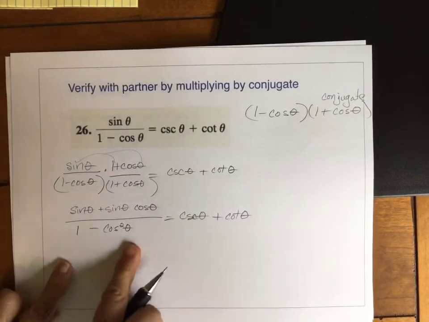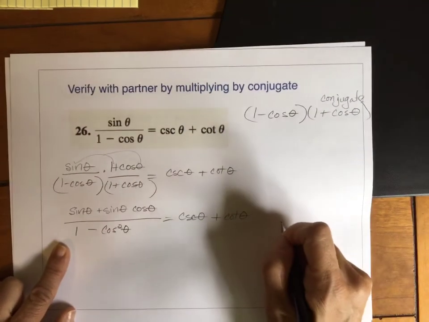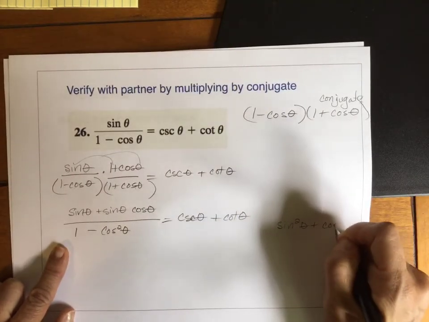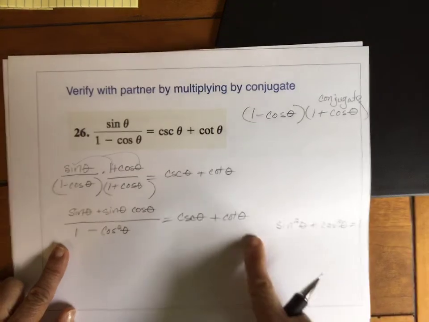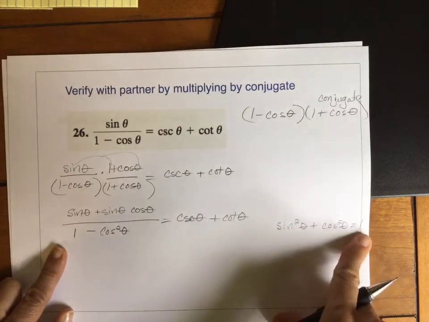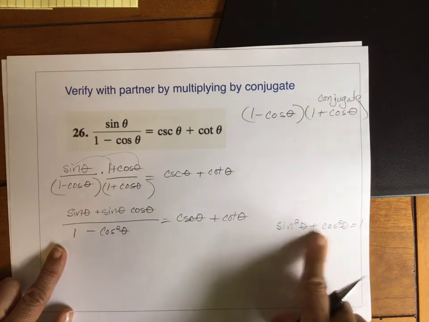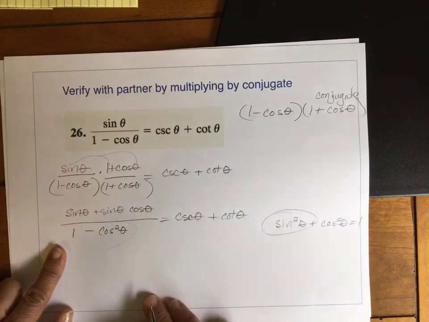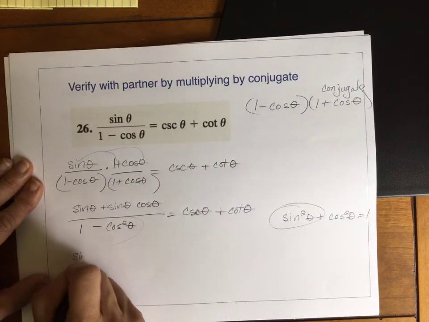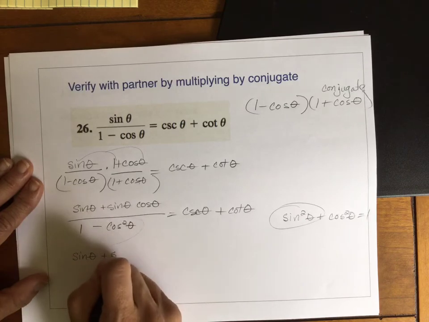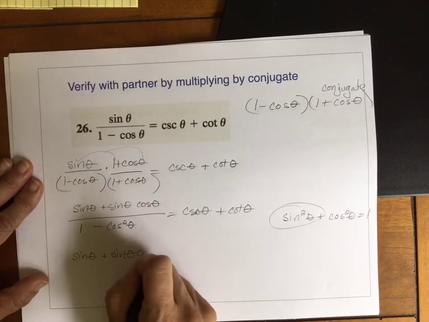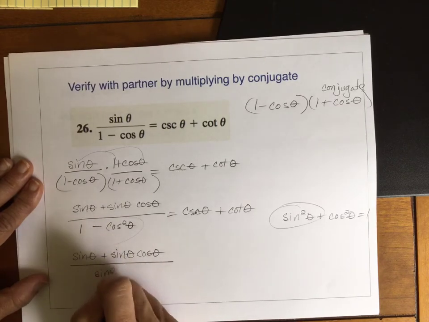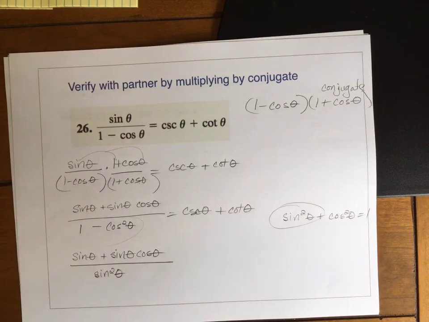Well, hopefully you know that this equals sine squared, because I know that sine squared theta plus cosine squared theta equals 1. And if I subtracted cosine squared from both sides, I would see that this whole thing here just equals sine squared. So I'm going to substitute that in. All right.